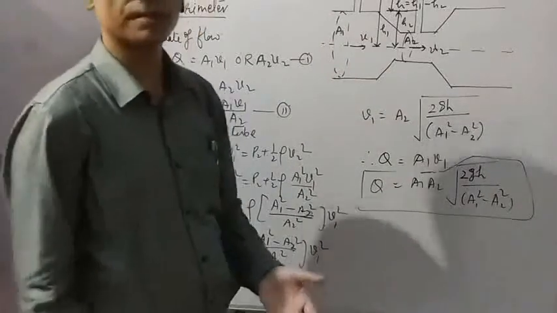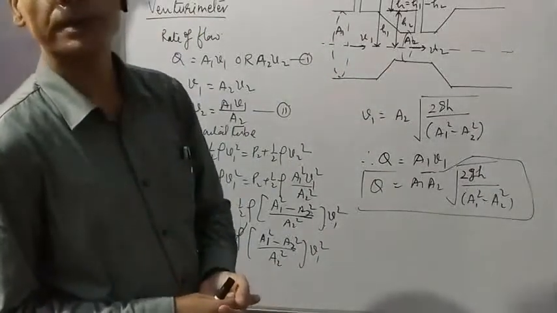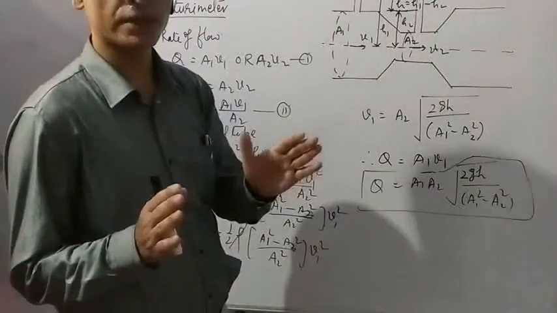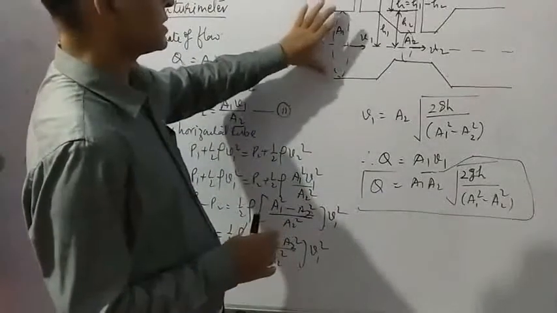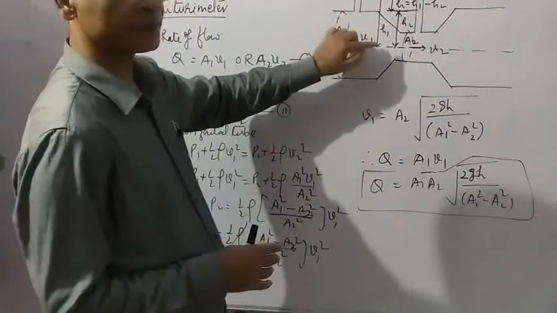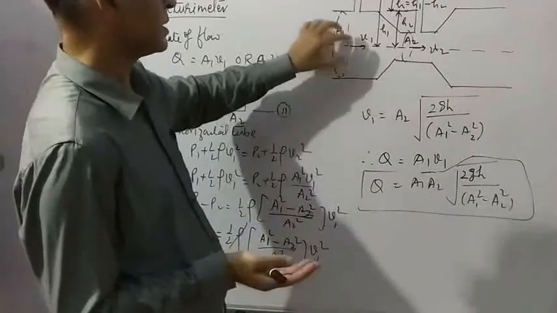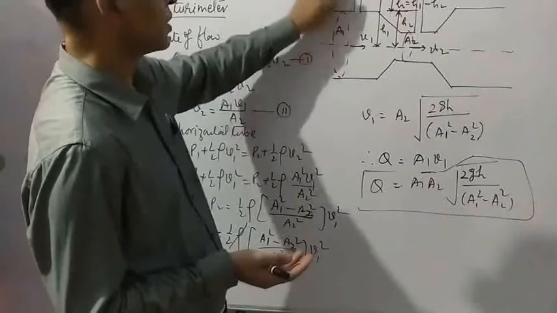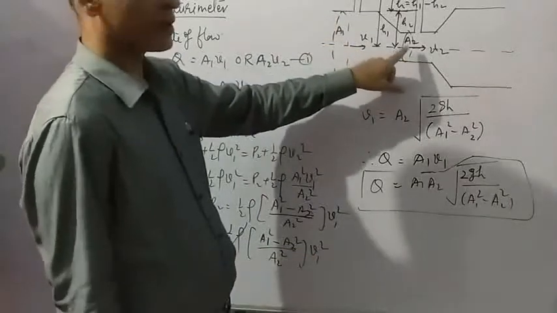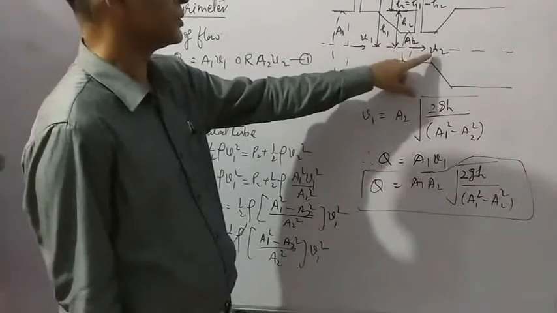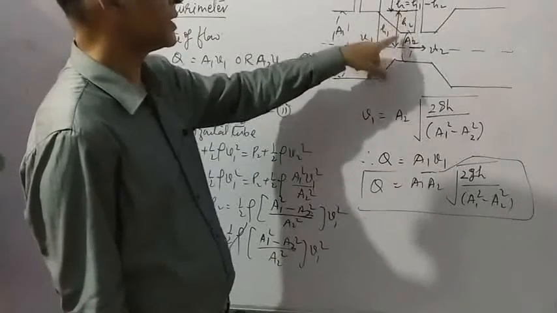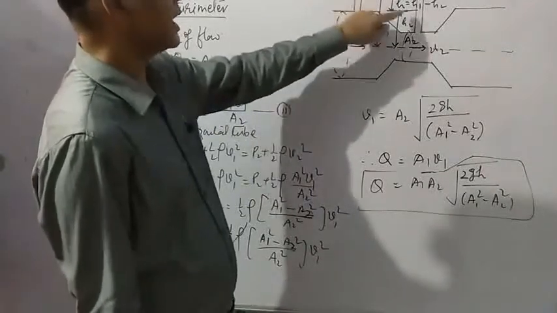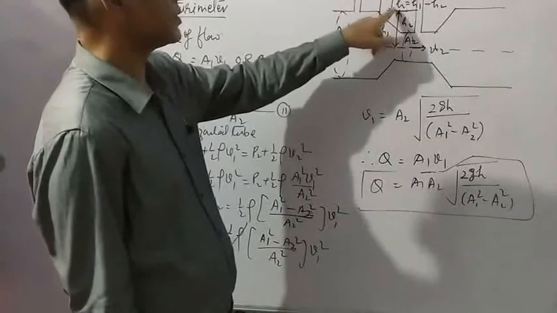according to Bernoulli's theorem, P plus half rho V square is equal to constant. The cross section is broad, so the speed will be less. And according to Bernoulli's theorem, if speed is less, pressure will be high, so the liquid rises to more height. Here the cross section is A2, the speed is V2, and the level of liquid is H2. So the difference in liquid level is H1 minus H2. Let us suppose this value is H.